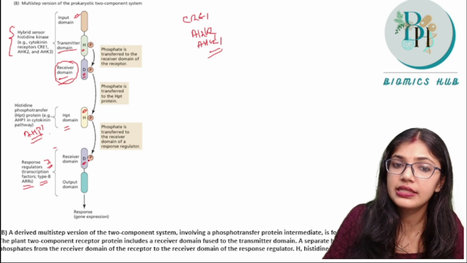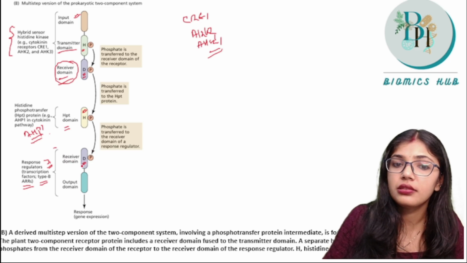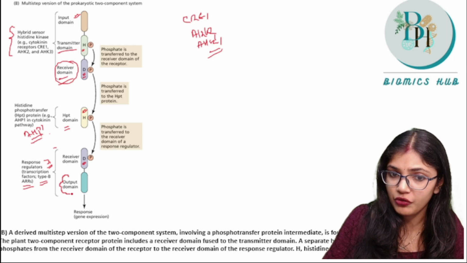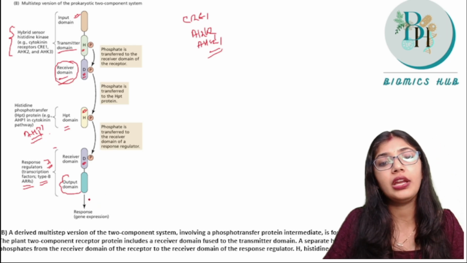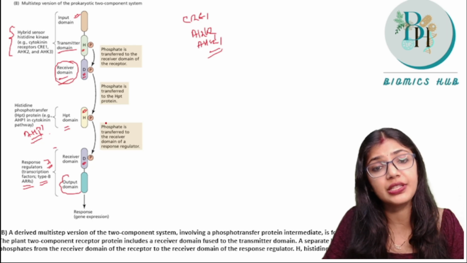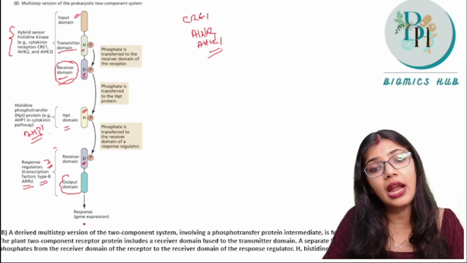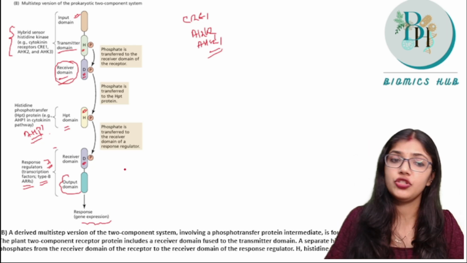After getting this phosphate from the HPT domain, the output domain which is present over here gives the signal, or responds to this gene. Or we can say that it responds to this phytohormone, and it helps in the expression of the genes.